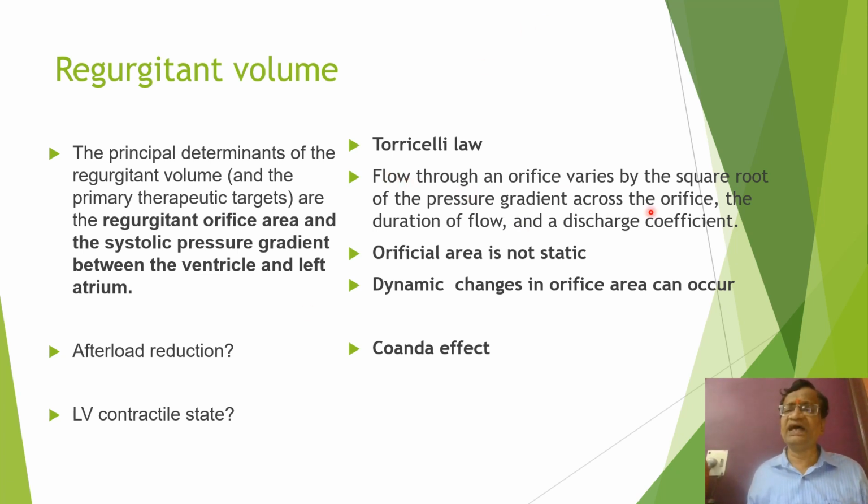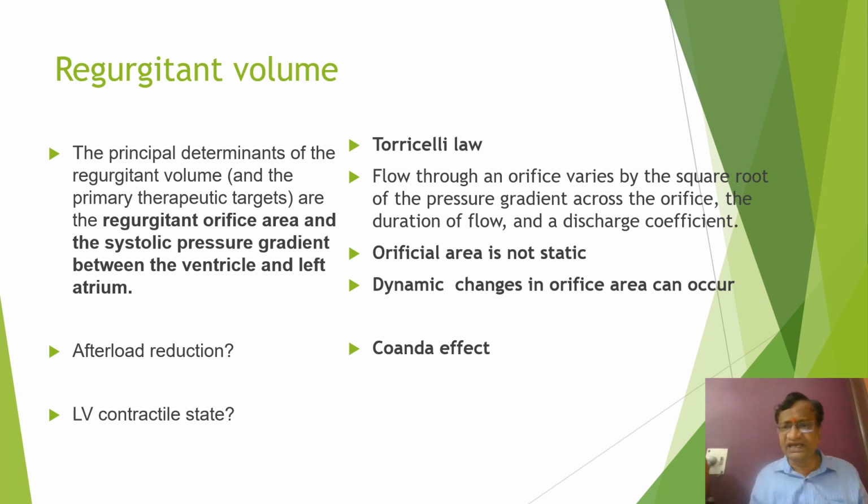Now we know flow through an orifice varies with the square root of the pressure gradient. The problem is if the flow increases, the pressure gradient increases, but only by the root of it. That is what is called Torricelli's law. So if flow increases 4 times, the pressure gradient will increase by only 2. So we cannot exactly put our mind into the pressure gradient only.